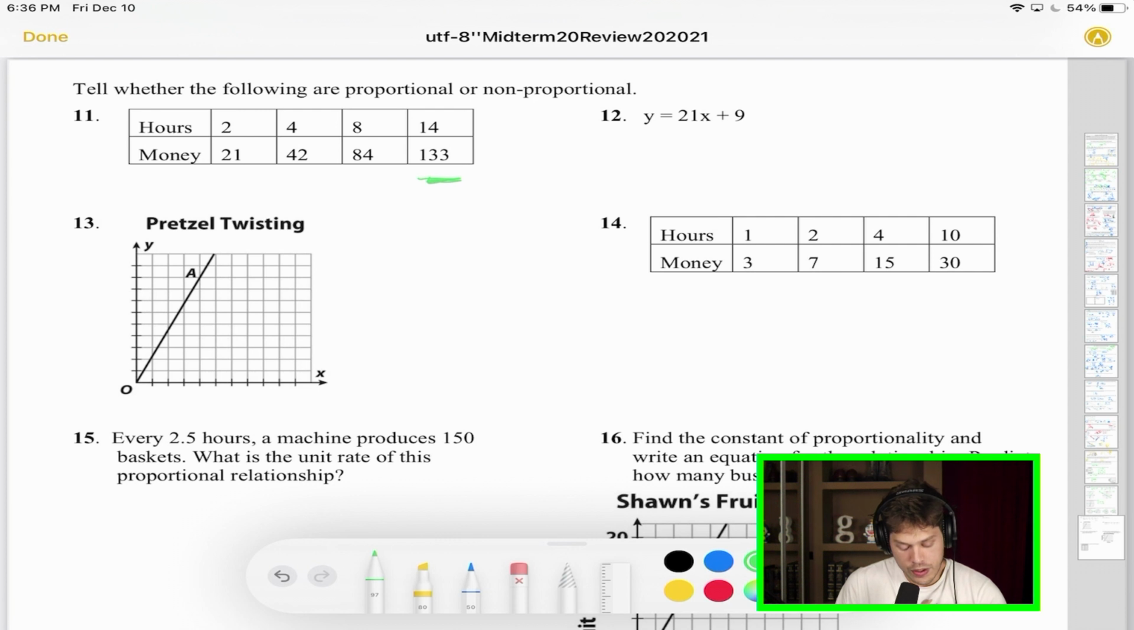So from 21 to 42, that's a change of 21. From 2 to 4, that's a change of 2. So our slope here would be 21 over 2, or 10 and a half. So if we went back to, it would be 0, 0. So this is 21x is what this is claiming to be. What is 14? What's 14 times 21?